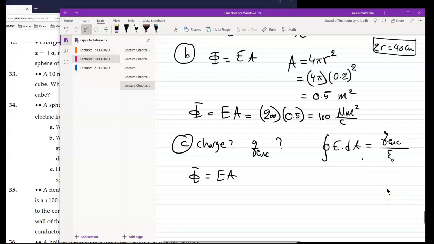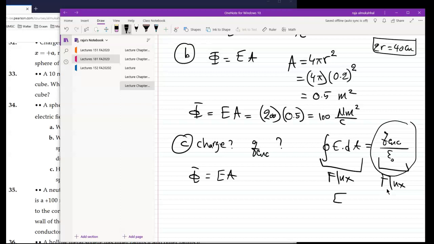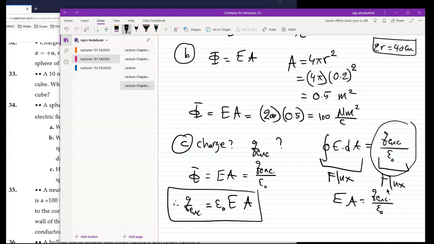This is the flux, correct? Well, this is equal to it, so that's also a flux. In other words, there is another expression for a flux, which is the enclosed charge over epsilon naught. Remember, this is EA. Well, this EA is equal to Q enclosed over epsilon naught. So he said, what is the Q enclosed? Therefore, Q enclosed is nothing but epsilon naught EA. There we go. Make sense?